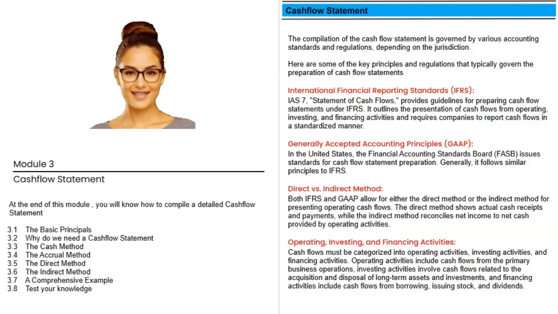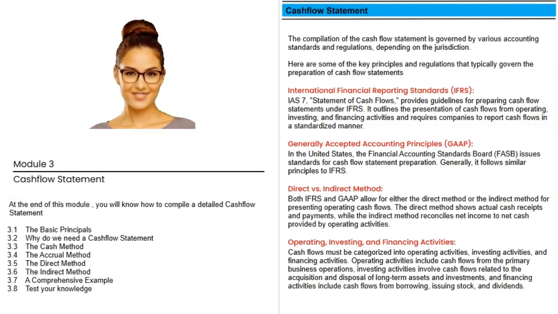Let's begin with the basic principles that govern the compilation of the cash flow statements. The compilation of the cash flow statement is governed by various accounting standards and regulations, depending on the jurisdiction. Here are some of the key principles and regulations that typically govern the preparation of cash flow statements. The International Financial Reporting Standards, IAS 7, Statement of Cash Flows, provides guidelines for preparing cash flow statements under IFRS.